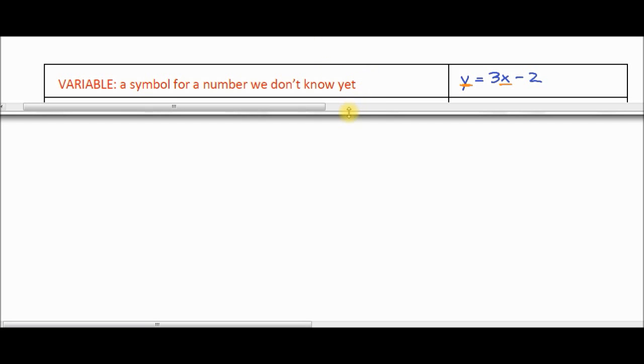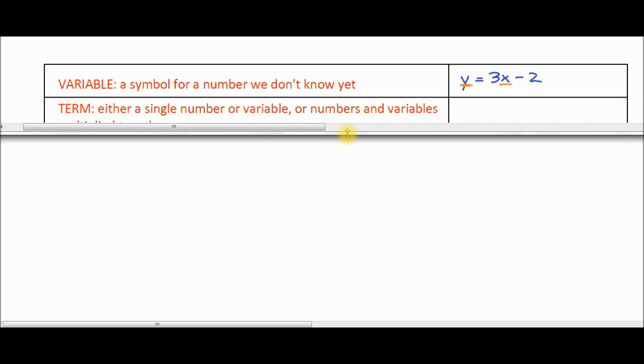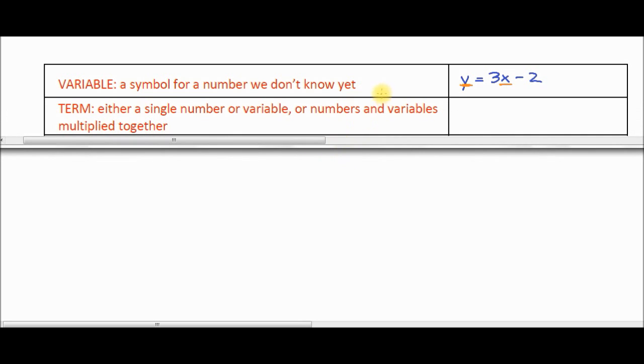Let's take a look at definition number 2. The word is term. A term is either a single number or variable, or numbers and variables that are multiplied together. So you'll hear in this unit we're talking about terms in an equation or an expression. I want to be clear what a term is. So here are some examples of a term. The number 2 could be a term. There is a single number or variable, so 2 possibly could be a term in an expression or equation.